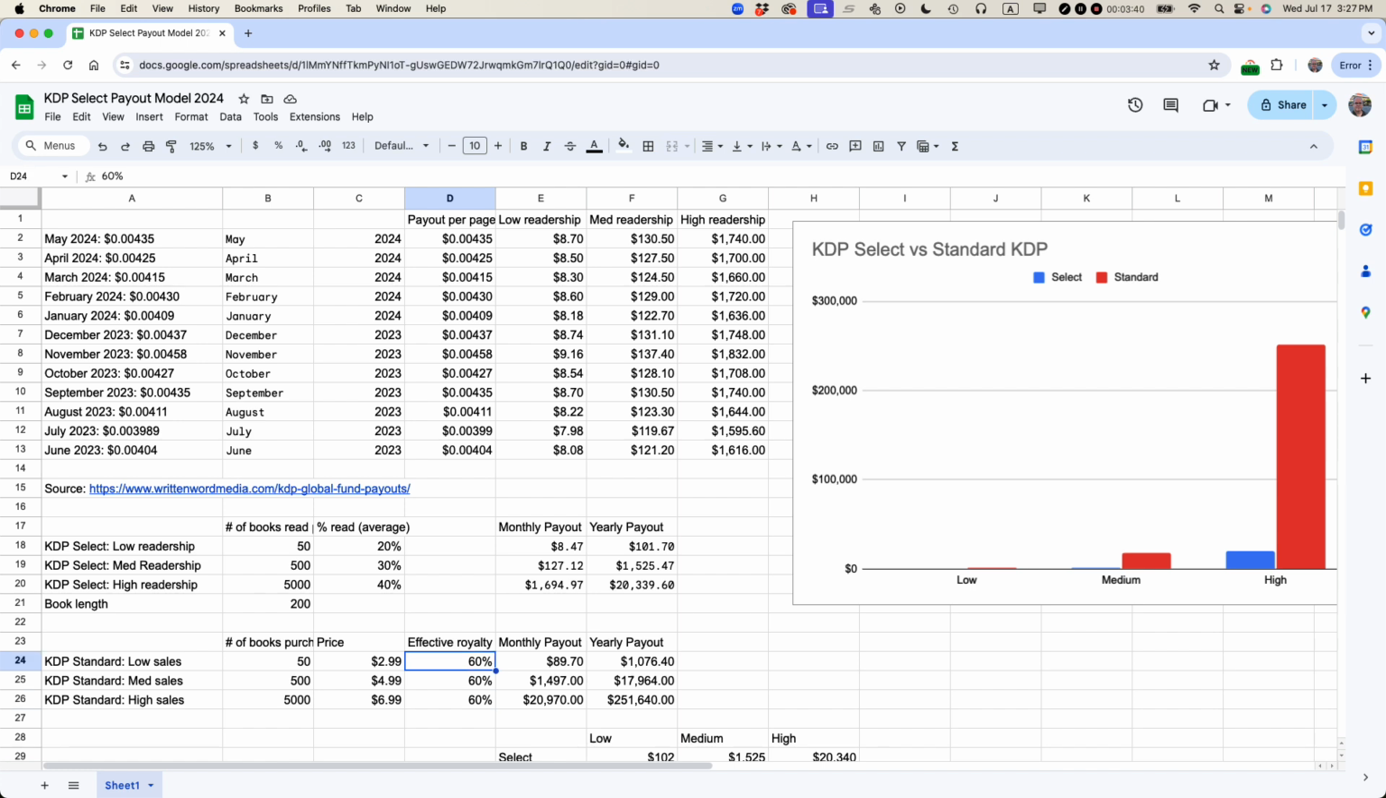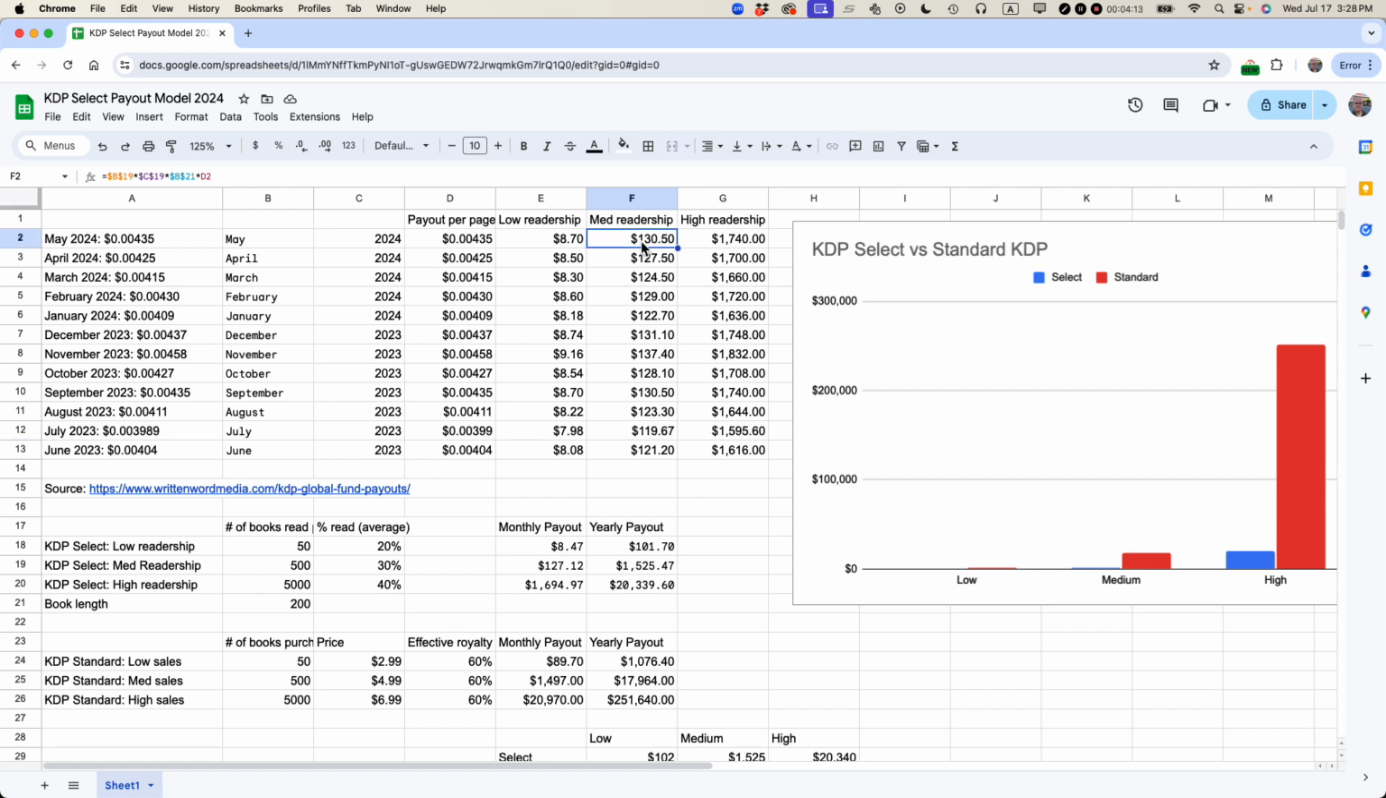So I compared KDP Select to KDP Standard, and I got 2 vastly different results. If you're a low readership author in KDP Select, so 50 books are being opened or downloaded, but only 20% is read, you can expect to receive maybe $8.70 per month. It changes a little bit depending on what the payout is. Sometimes it was a little bit less than that. The average was actually $8.47 per month. That's not much. That's basically like a Starbucks coffee per month based on a lot of hard work.